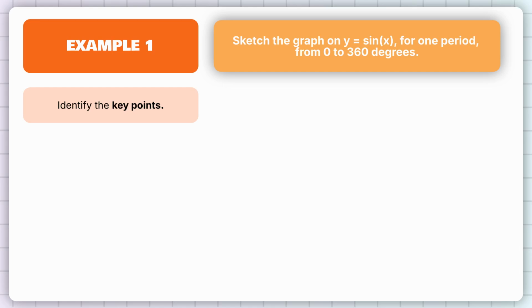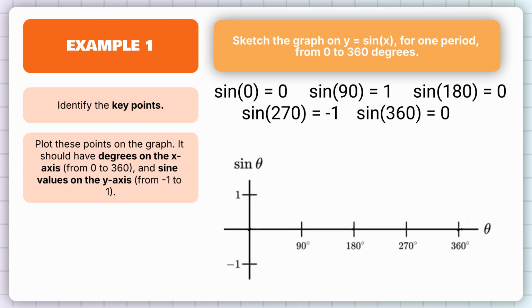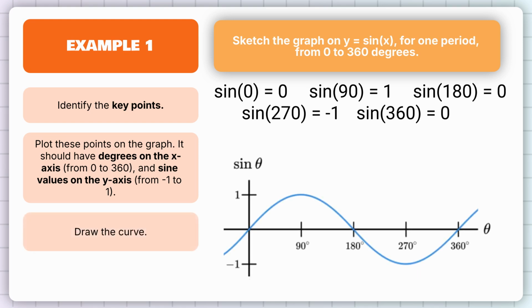For the sine function, we know that sine of 0 is equal to 0, sine of 90 is equal to 1, sine of 180 is equal to 0, sine of 270 is equal to -1, and sine of 360 is equal to 0. Next, plot these points on the graph. Your graph should have degrees on the x-axis from 0 to 360 and sine values on the y-axis from -1 to 1. Finally, connect these points smoothly with a wave-like curve.